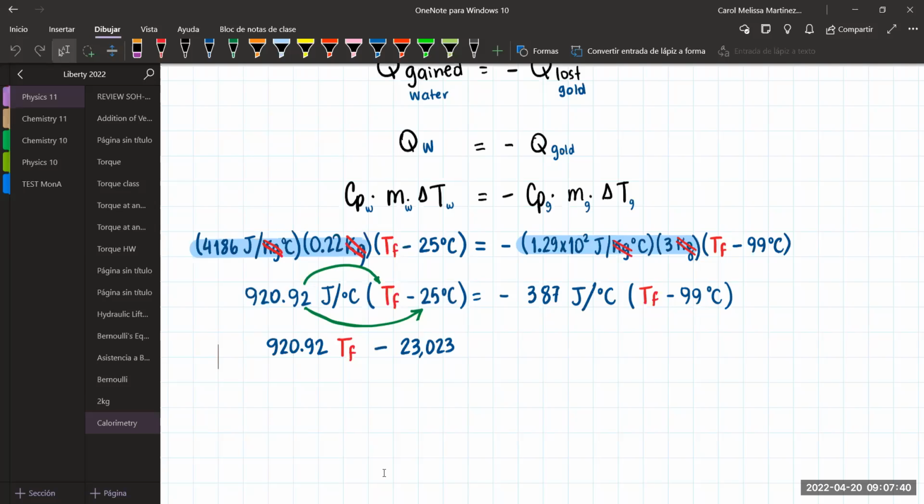Okay. Now, here you're multiplying. Take a look. That's why I'm telling you. You're multiplying joules over Celsius times Celsius. So what is going to happen here? You're going to cancel out Celsius and Celsius, and it's going to give you just joules. On the other side, you're going to apply the same idea, okay? You're going to apply the distributive property. Negative 387 times TF.